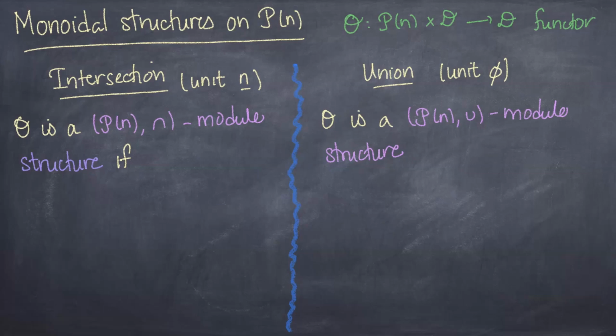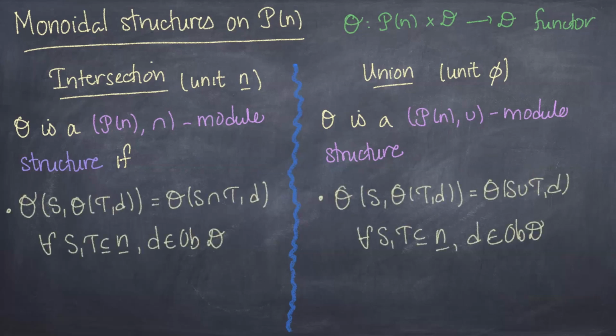And there are two obvious ways to do that. One through intersection. Of course, the intersection of any two subsets is still a subset, or union. In the case of intersection, the unit is, of course, the set of all the numbers from 1 to n. In the case of union, the unit is, of course, the empty set. And so what does it mean for theta to be a module structure with respect to intersection or module structure with respect to union? Well, there are two conditions.